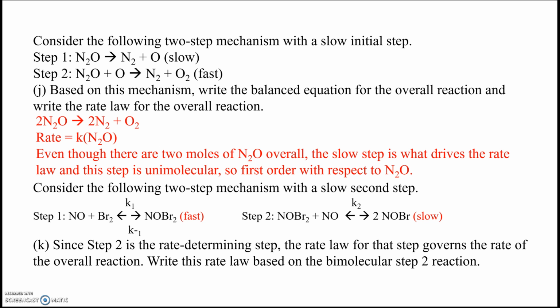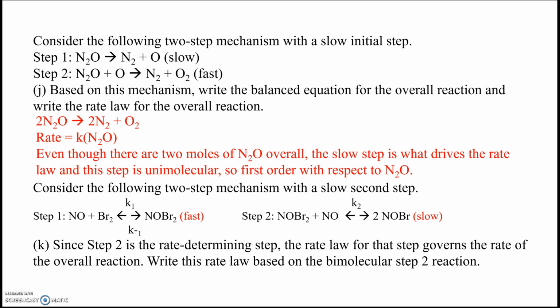has to include the slow step, and the slow step is the first step, not the second step, or not the overall, and the first step only has one N2O molecule in it, so that's all we need to put in our rate law. Rate is K times N2O.